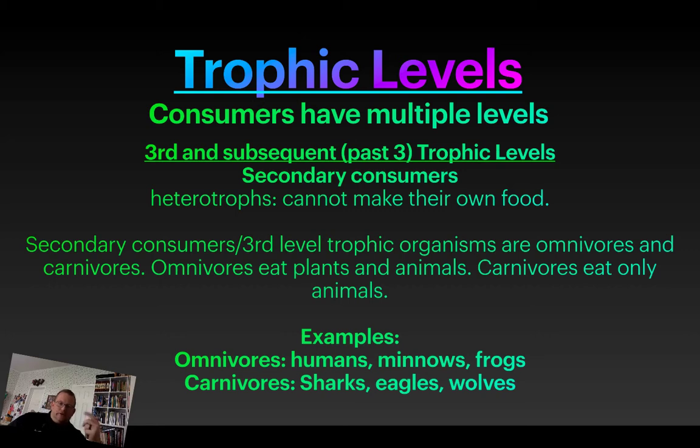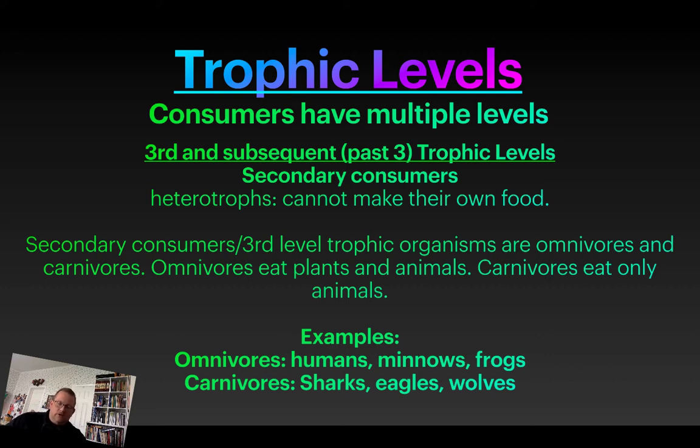The next trophic level inside of consumer is the third trophic level. Now, we're going to say and subsequent trophic levels. All that means is if we have more trophic levels after the third. So a subsequent level would be the fourth trophic level or the fifth trophic level. You're not going to get too many more than that, and we'll talk about why in a few minutes. But the idea is this.